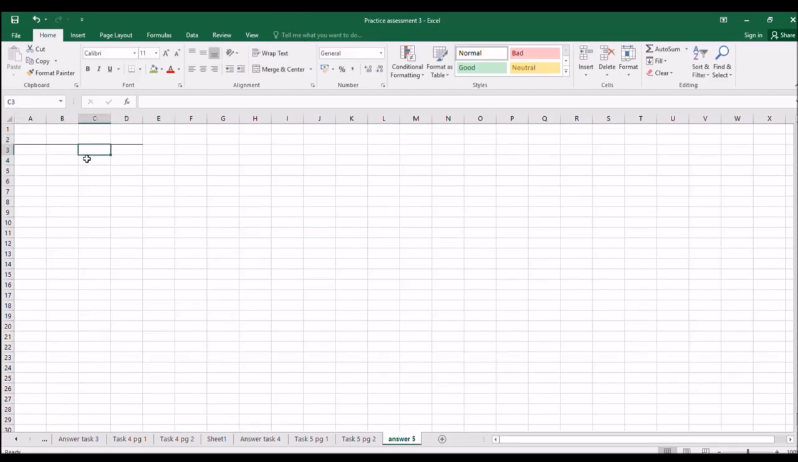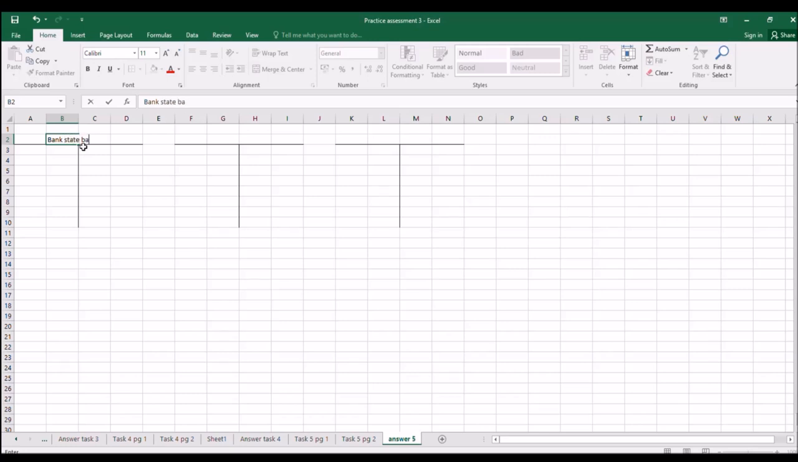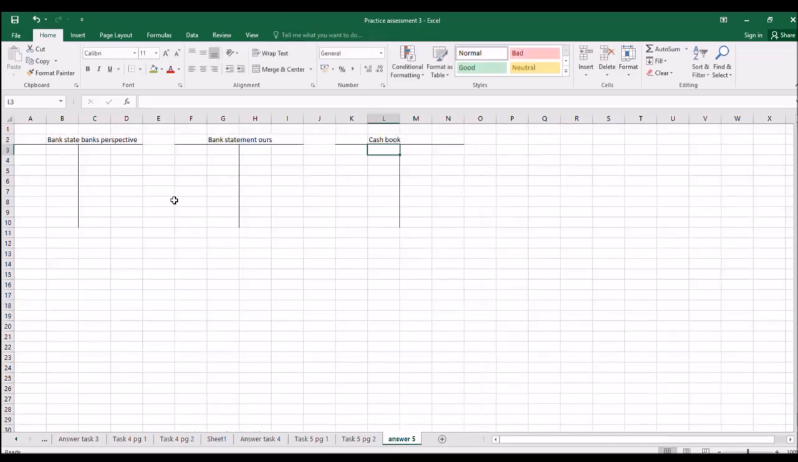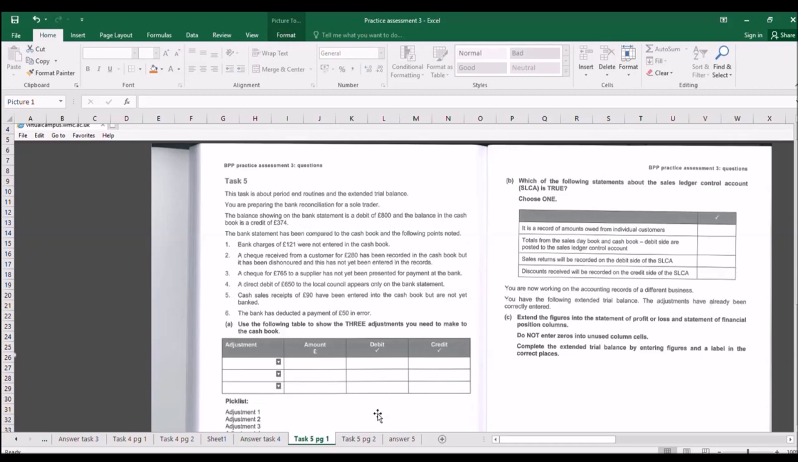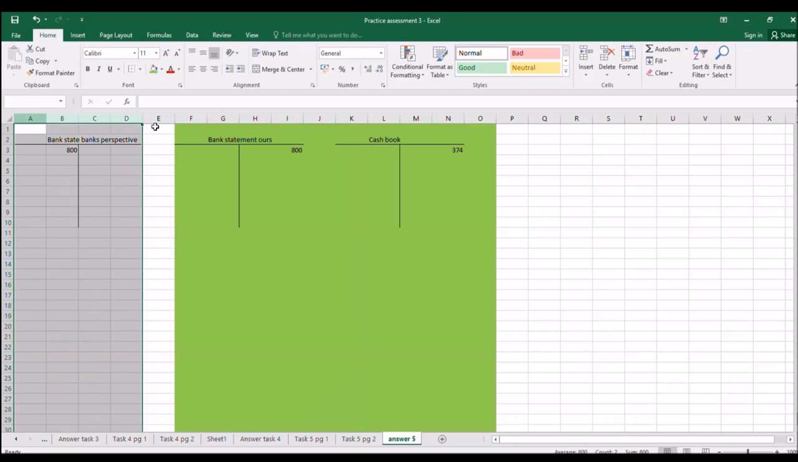The easiest way to do this is first of all three T accounts. Okay, let's try and convert it across. Easiest way to do it. Right, so bank statement, bank's perspective. Bank statement, ours, and our cash book. From the bank's perspective, it's a debit of £800. From ours, it's the opposite way around. So we are an asset to the bank of £800, which means they are a liability of £800 for us. And in our cash book, we have a credit of £374. So these two are our positions, and that is the bank's position.